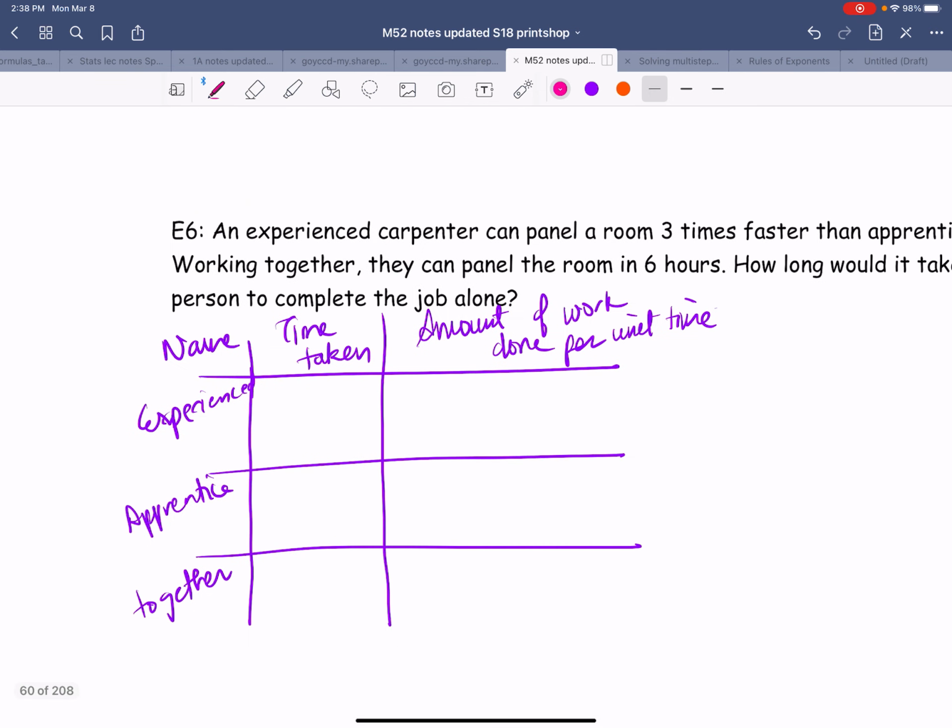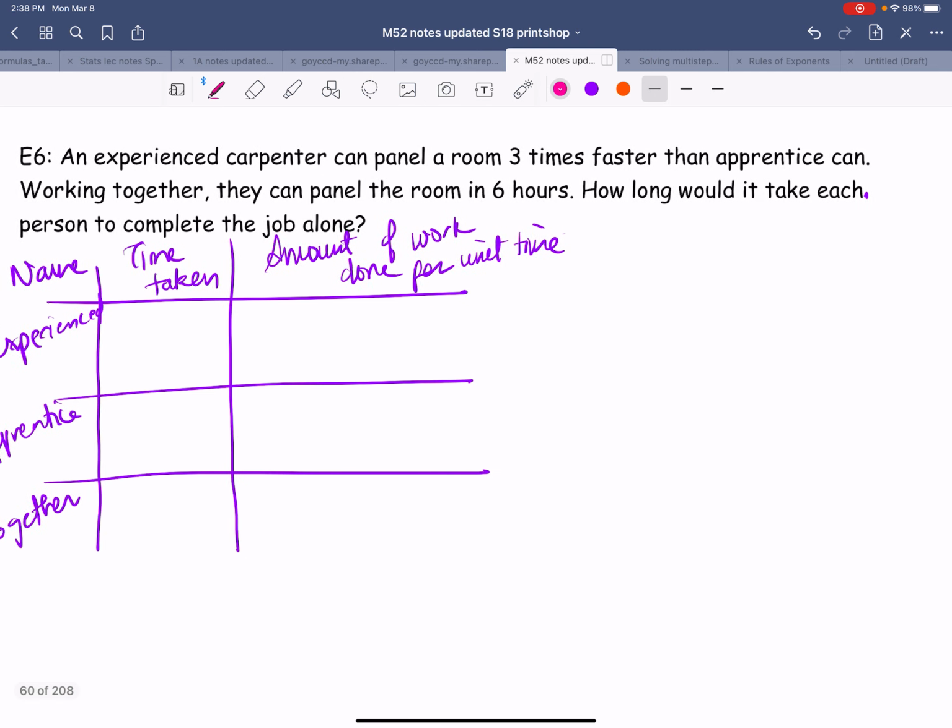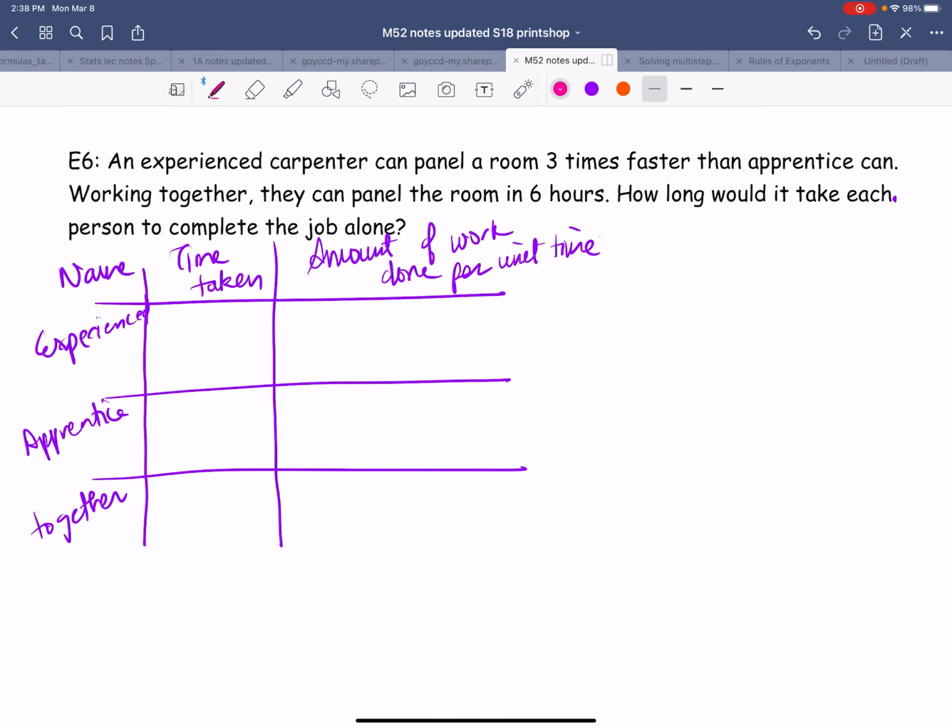Okay. Another example of a work application here. An experienced carpenter can panel a room 3 times faster than an apprentice can. Working together, they can panel the room in 6 hours. How long would it take each person to complete the job? Okay, so now we're going to think about it: the experienced carpenter finishes the work 3 times faster. So we've got to be clever here.